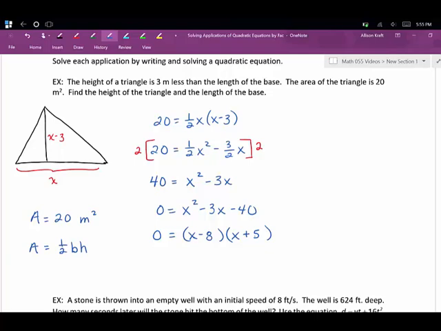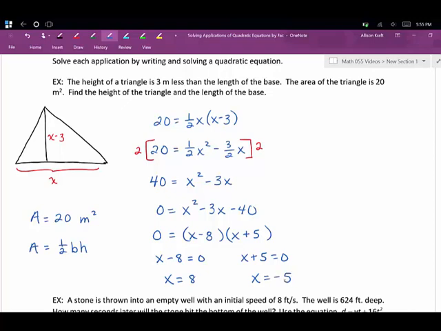We have two things multiplied together and they equal 0. Well, one of them is going to have to be 0. Either x minus 8 equals 0 or x plus 5 is 0. Now we need to solve these little linear equations. We end up with x is equal to 8 and x is equal to negative 5.